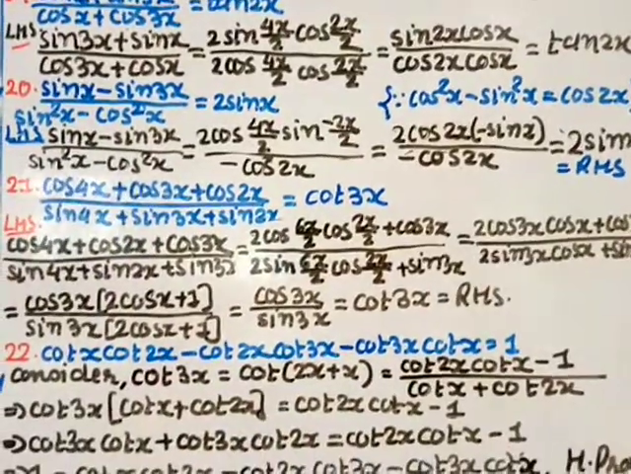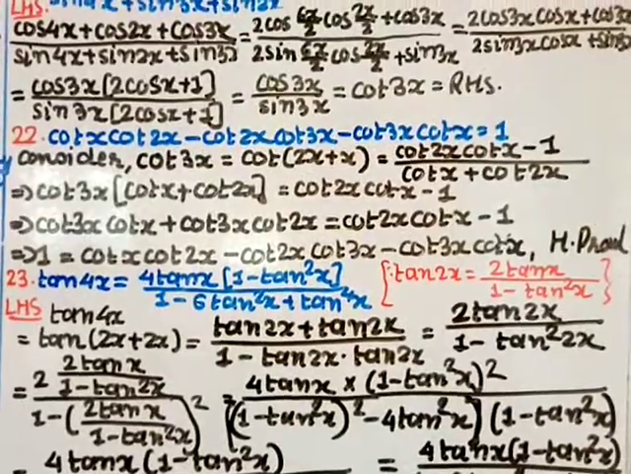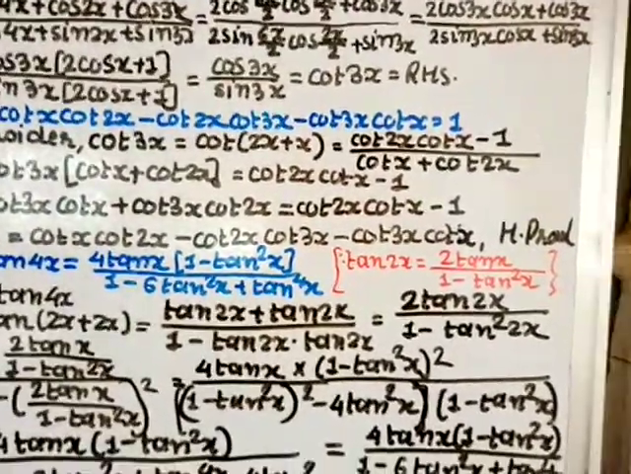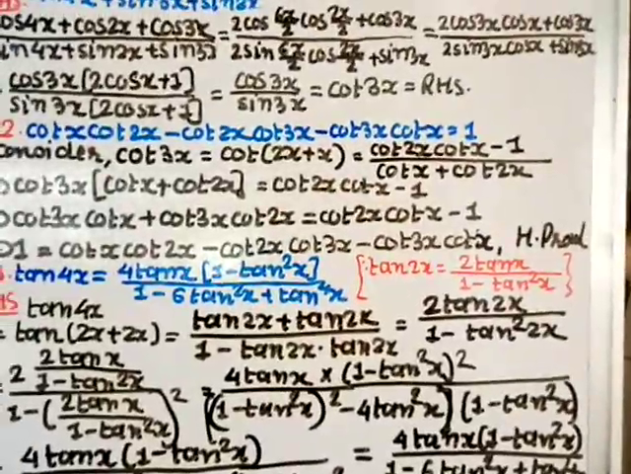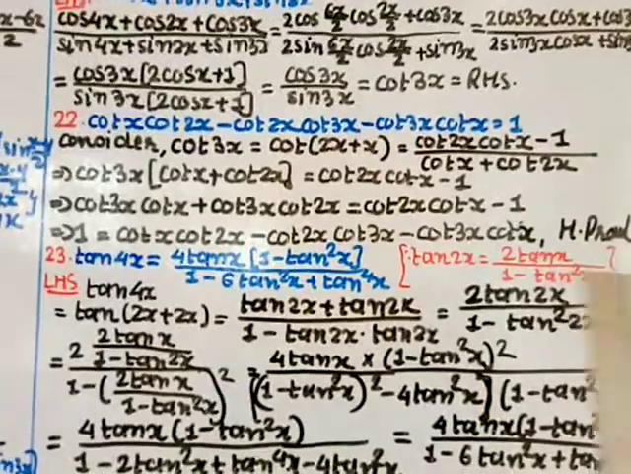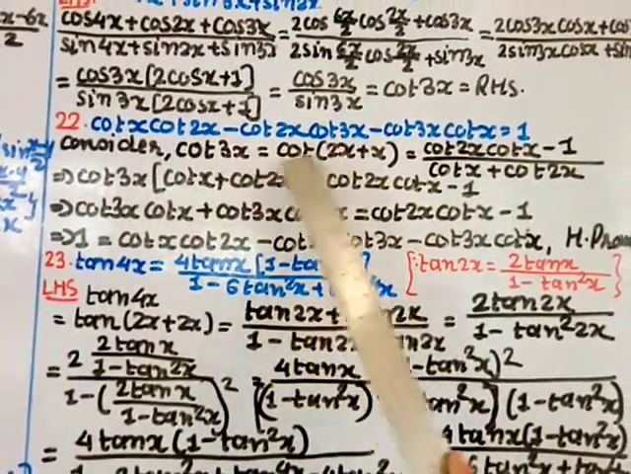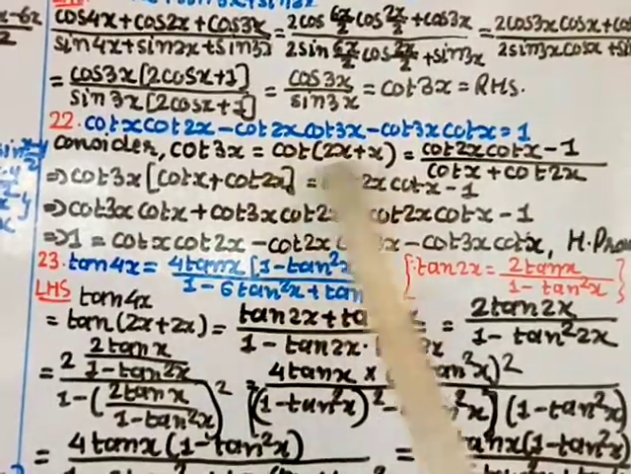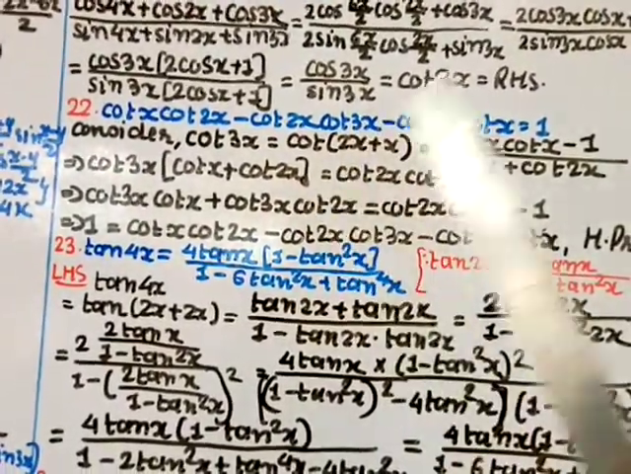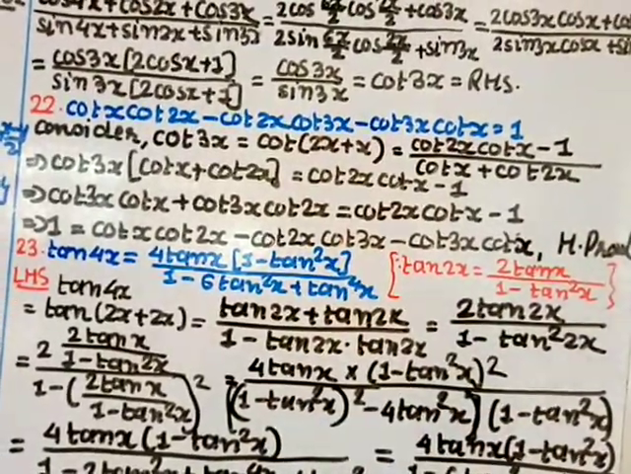Question number 22. Cot x cot 2x minus cot 2x cot 3x minus cot 3x cot x is equal to 1. This also I will prove a little differently. I will not prove left hand side equal to right hand side, but I will prove both together. So consider cot 3x. 3x can be written as cot of 2x plus x. Now I will use the cot of x plus y formula. Cot of x plus y is cot x cot y minus 1 divided by cot y plus cot x. That is the formula.